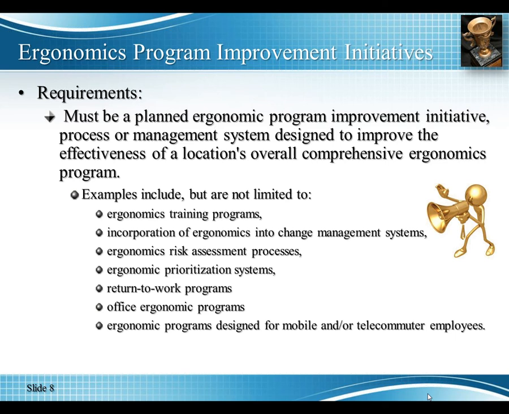The last one is the Ergonomics Program Improvements Initiative. And this is a very interesting category because this is an ergonomics program. What have you done to improve the effectiveness of your company's ergonomics program? That can be many things. It could be amazing ergonomics training programs. It can be that you incorporated ergonomics into your change management system, a risk assessment program that you've created for your company, a way to return to work, office ergonomics programs, ergonomics prioritization systems, anything that does not fall in the first 4 categories but has to do with ergonomics program improvement would fall under this category.